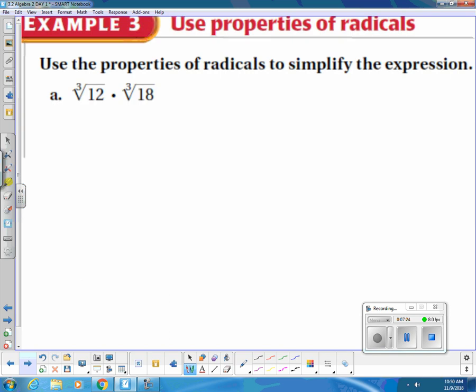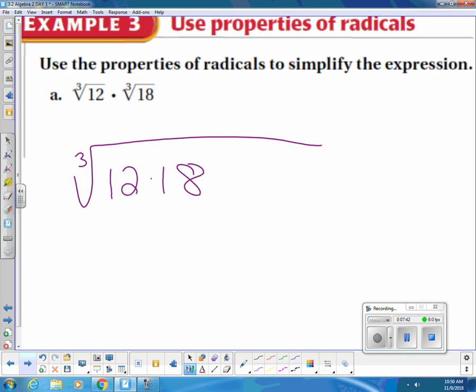All right, it says use the properties of radicals to simplify this expression. So first of all, do they both match? Is this a cube root and is this a cube root? Do my roots match? Sure thing. We can put them underneath one giant cube root together. 12 times 18. Can you guys go ahead and multiply 12 times 18 for me?